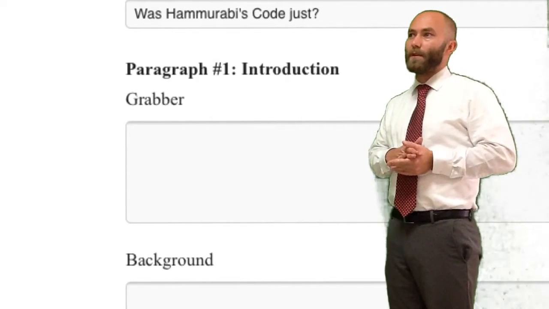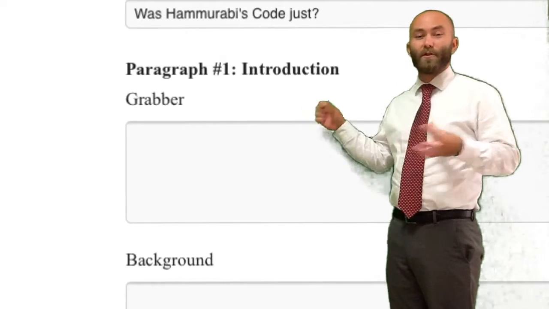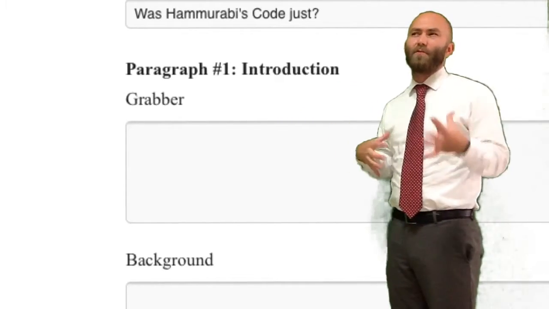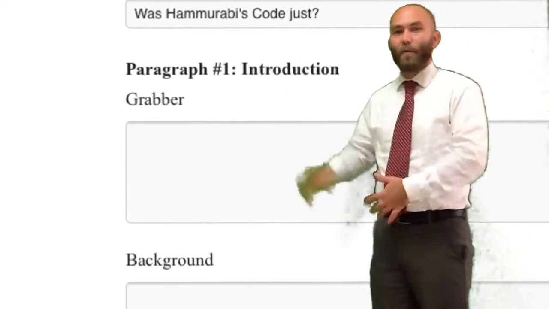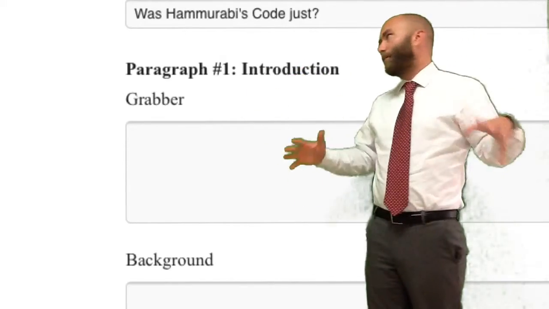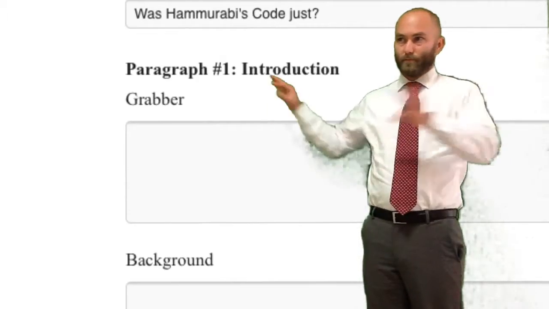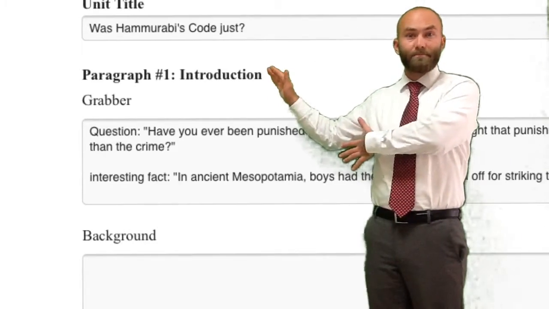It also could be a fact. So something shocking from Hammurabi's Code that you think is going to get someone's attention. Hands were being cut off. Women were being thrown into rivers. Hammurabi's Code was doing all of these things.